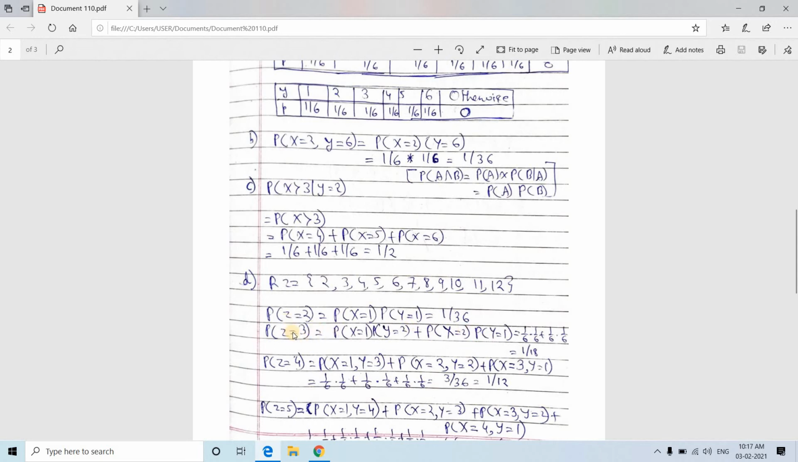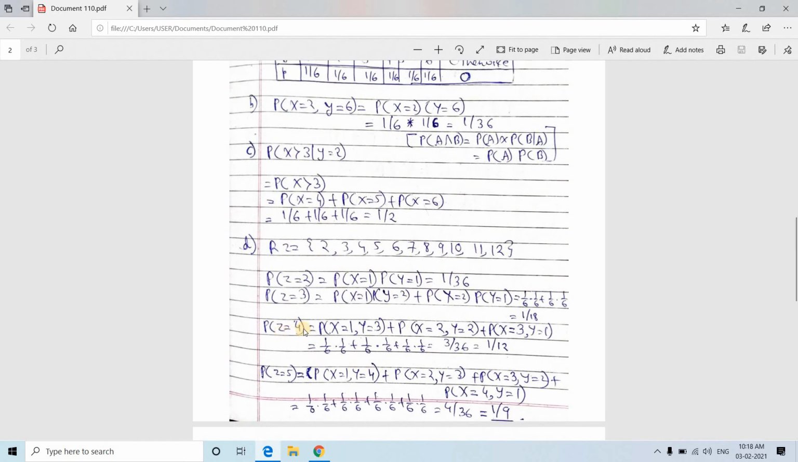Now P of z equal to 3. How can z equal to 3 appear? In the first dice 1 appears and in the second dice 2 appears, or in the first dice 2 appears and in the second dice 1 appears. Here the OR operation is over mutually exclusive events, because either 1, 2 will appear respectively or 2, 1 will appear respectively. It is not possible that both scenarios appear simultaneously, right? So we can apply the mutually exclusive condition: P of z equal to 3 equals P of x equal to 1 multiplied by P of y equal to 2 plus P of x equal to 2 multiplied by P of y equal to 1. We get 1 by 6 multiplied by 1 by 6 plus 1 by 6 multiplied by 1 by 6, which is 1 by 18.